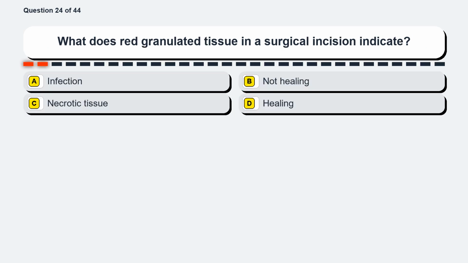Question 24. What does red granulated tissue in a surgical incision indicate? Option A, infection. Option B, not healing. Option C, necrotic tissue. Option D, healing.